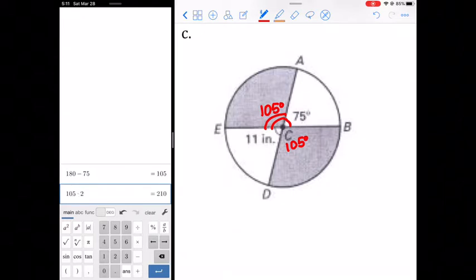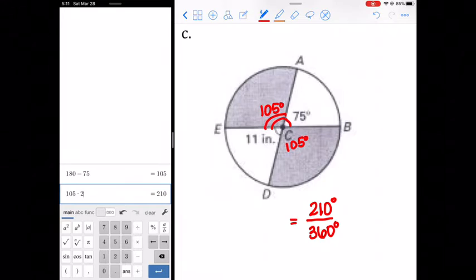So the total arc measure that is shaded underneath is 210. Whenever I'm talking about the arc measure, I'm going to use 210 degrees out of the entire circle.